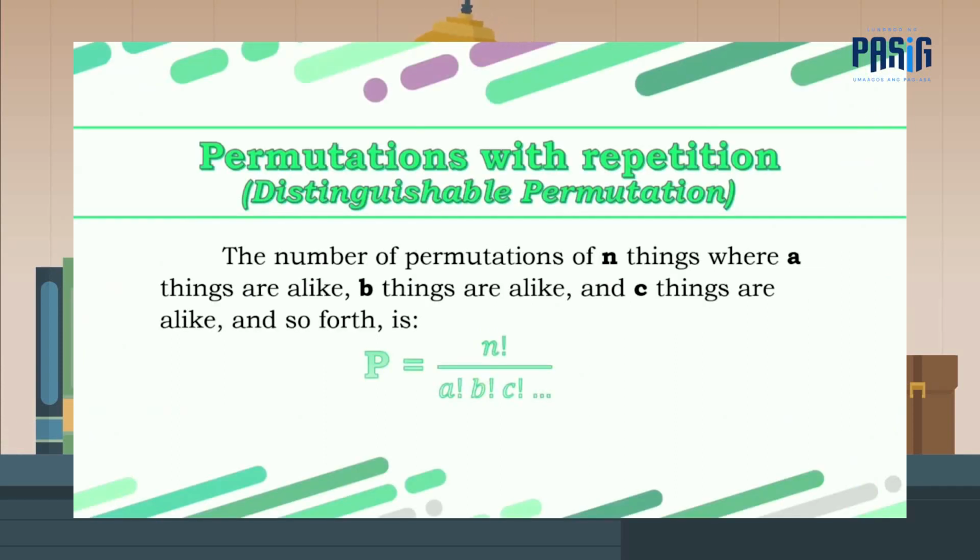In permutations with repetition or distinguishable permutation, the number of permutations of n things where a things are alike, b things are alike, and c things are alike, and so forth, is P is equal to n factorial divided by a factorial times b factorial times c factorial, and so on and so forth.